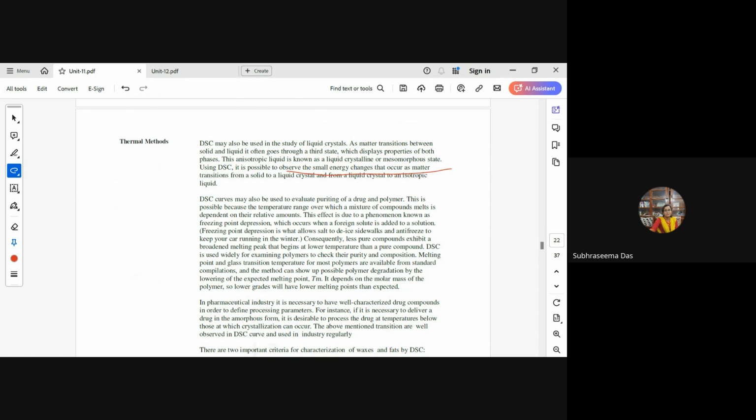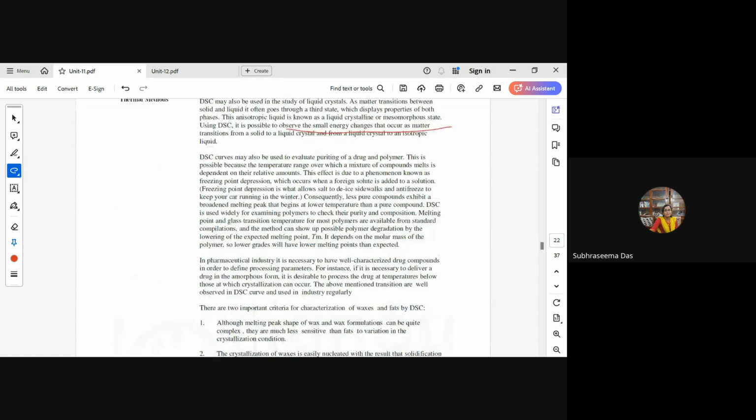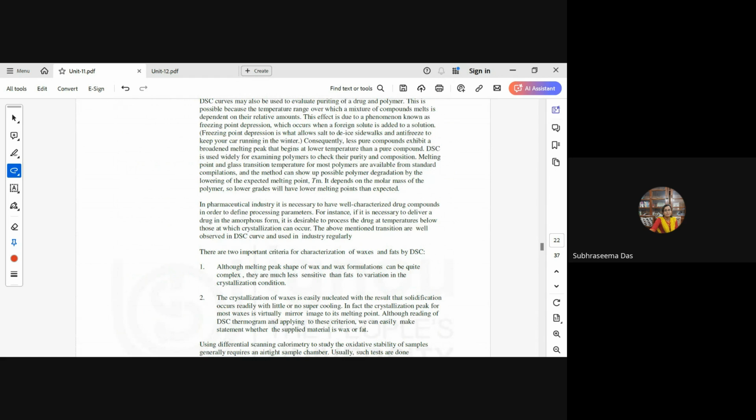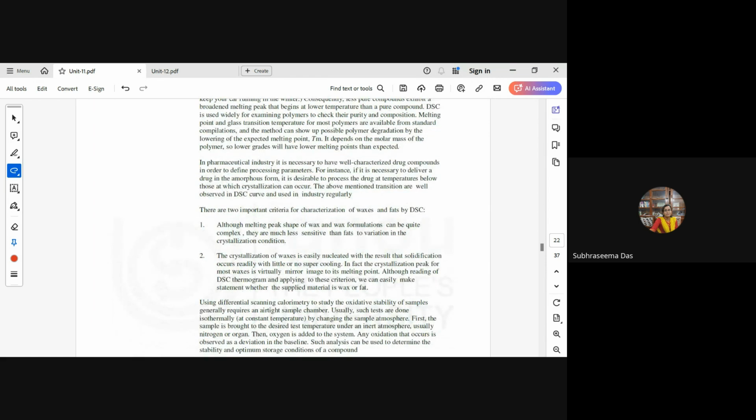If we look into the Tm, particularly the Tm of the polymeric material, it reveals the amount of the drug that has reacted with the polymer. Then we can find out the degradation behavior of the polymer and the melting point of the polymer and the drug from the DSC curve. Now in the pharmaceutical industry, it is necessary to have well characterized drug compounds for various purposes. There are two important criteria for characterization of waxes and fats by DSC.